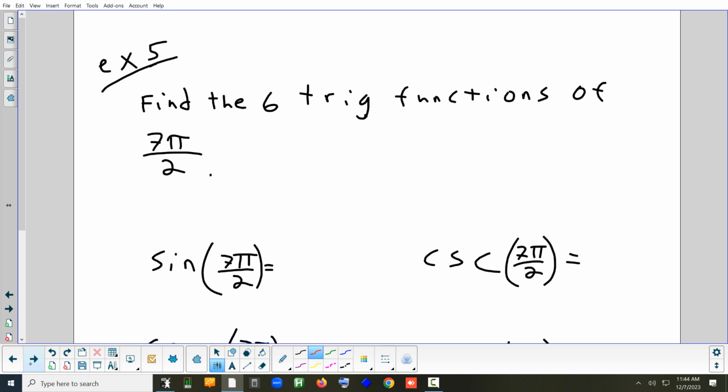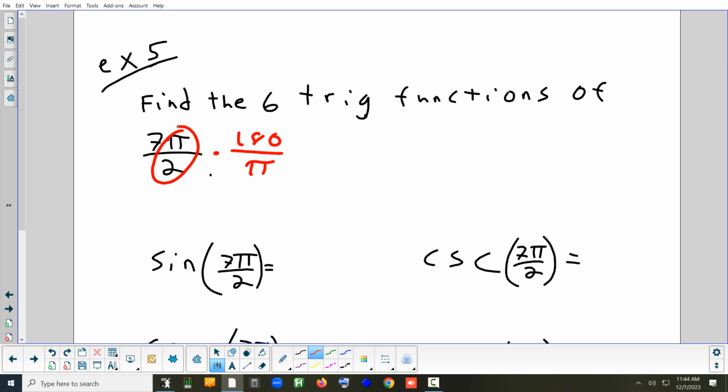180 over pi. But if you're just doing it based off memory, pi over 2 you can remember is 90 degrees, and then you can multiply that by 7, but that's probably simpler. Is there a way to do this faster if you know that pi over 2 is 90 degrees? Yeah, in my head I think 90 times 7. So it is going to end up being 630 degrees.